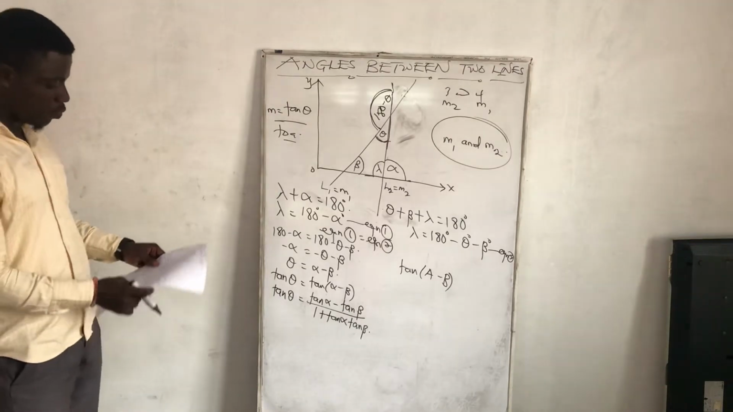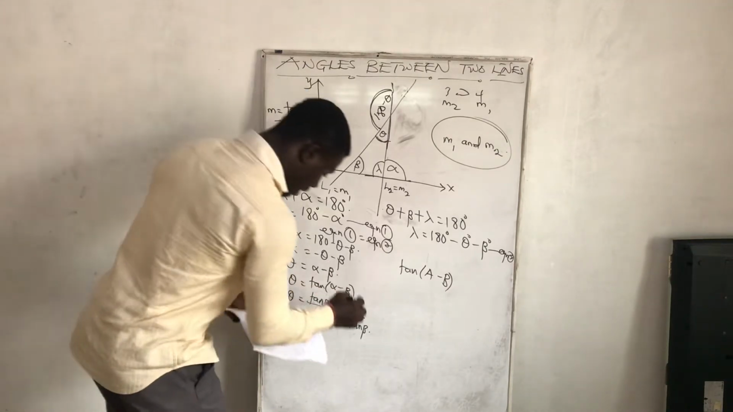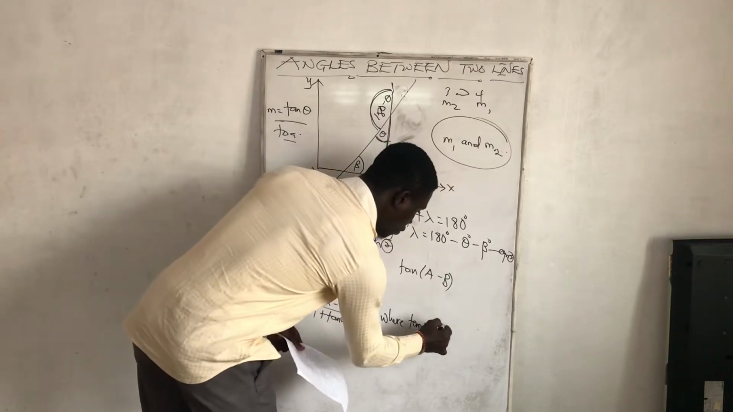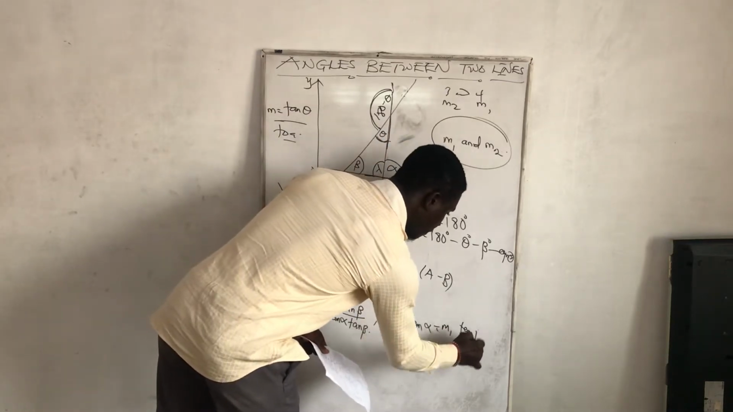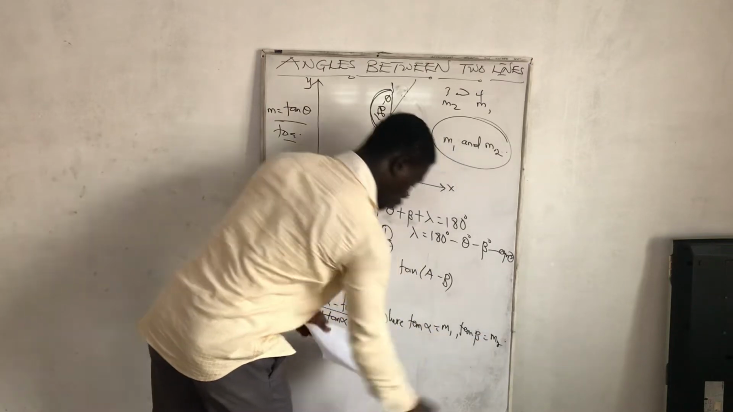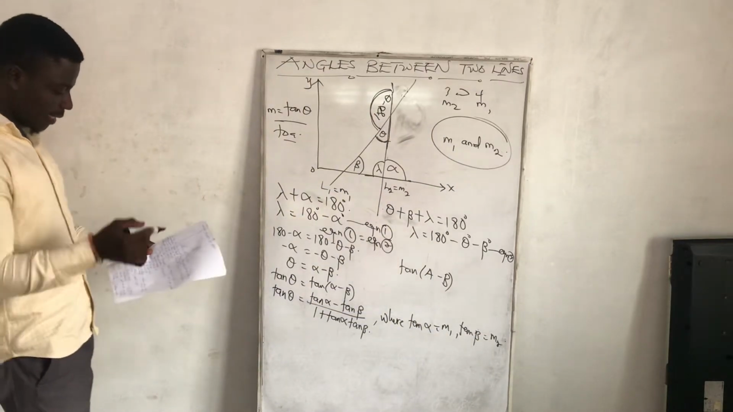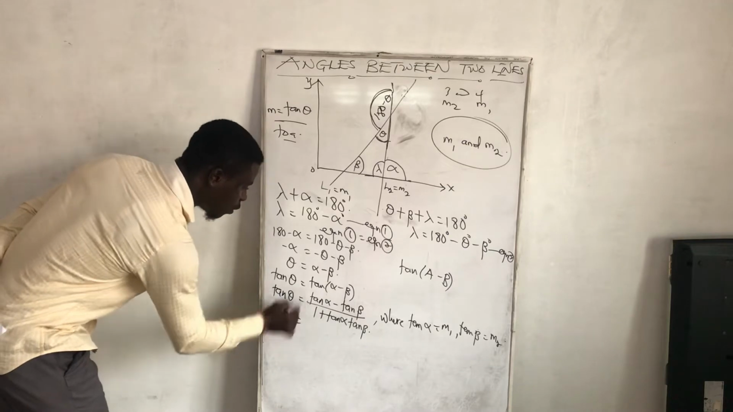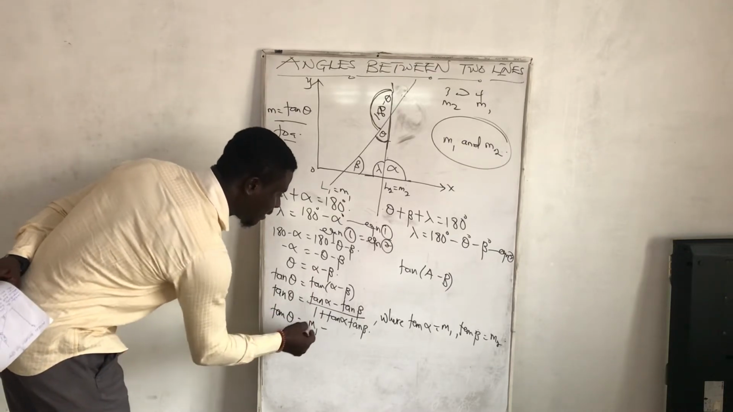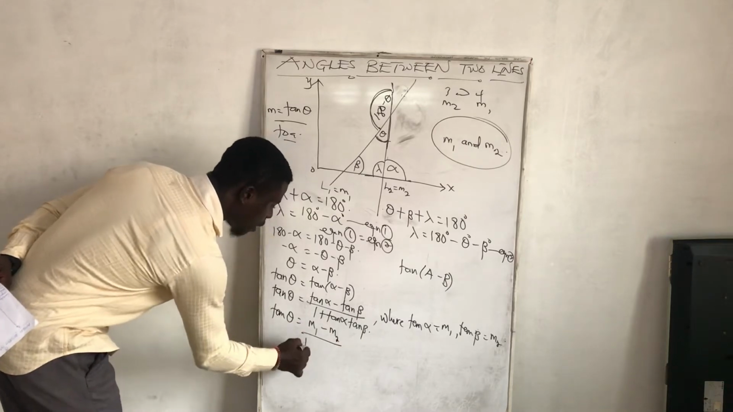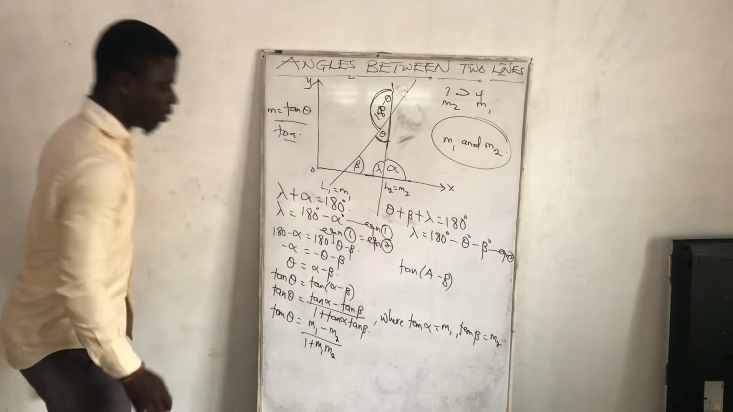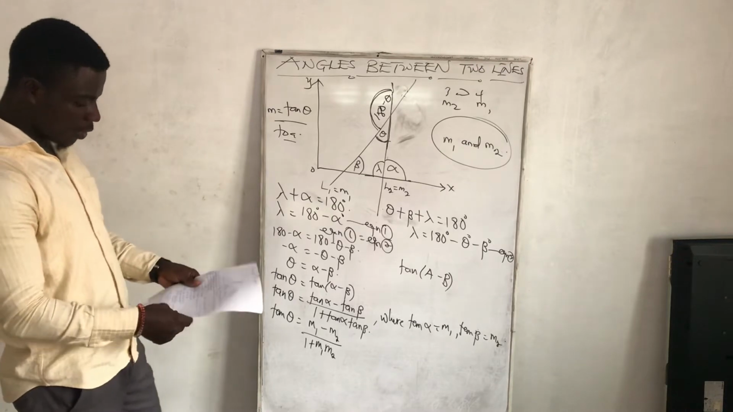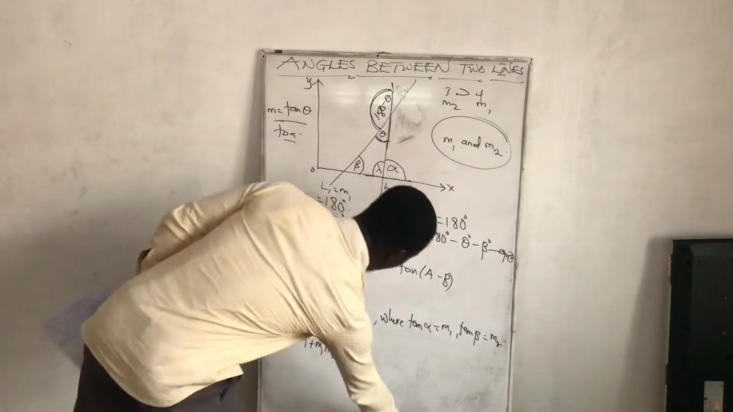So this is what we are saying here. And we know that tan alpha is equal to m1 and tan beta is equal to m2. So we can substitute. So tan theta is equal to tan alpha, which is m1, minus tan beta, which is m2, all over 1 plus m1 times m2. So we have that. Very, very simple. So watch it very carefully. It's very simple.